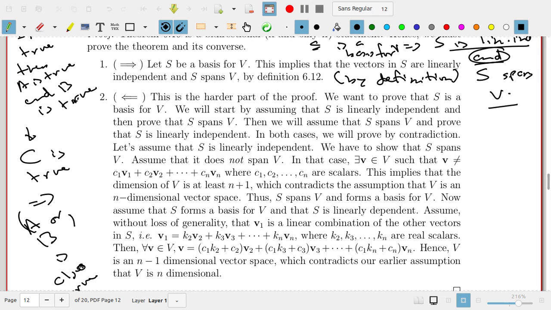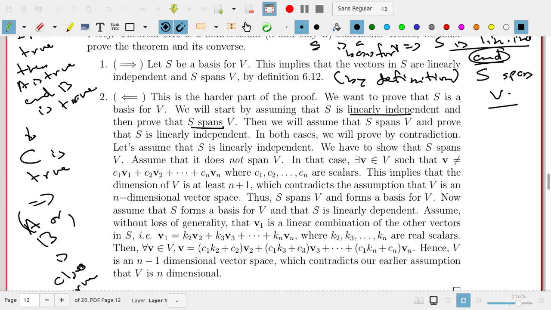So what we're going to do is prove this. First of all, we're going to prove that S spans V, or we first prove that S is linearly independent and then prove that S spans V. So we assume one of the conditions for a basis, and then we prove the other.